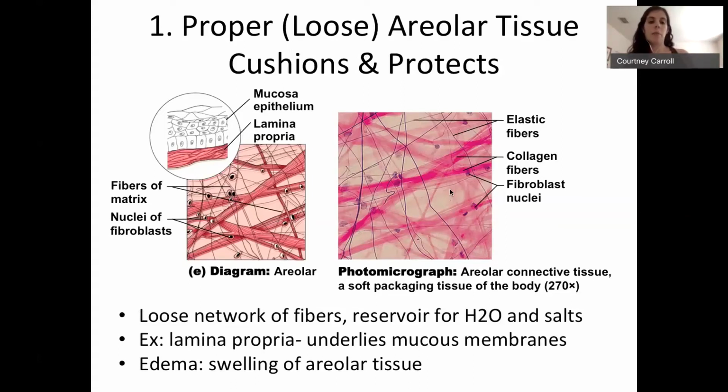A classic example here is the lamina propria, which is the layer that we find under our mucous membranes. And the areolar tissue is actually what swells up when a person has edema. So edema is a swelling, and it's a swelling of our areolar tissue. It's more and more water filling that areolar tissue, causing things to expand.